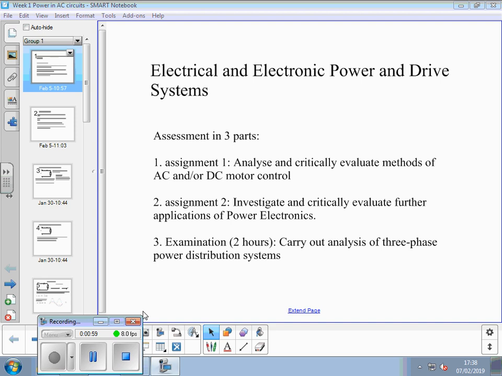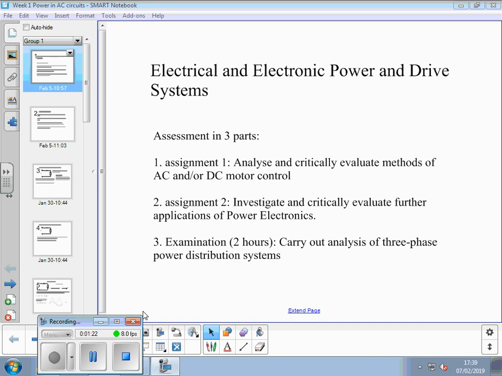Assignment 1: analyse and critically evaluate methods of AC and/or DC motor control. Just for you, Gemma, you don't have to do the assignments again anyway. I think you know that. So that gives you a bit more time to have a go at the calculations that are important for the exam. So there's no harm in that, yeah?